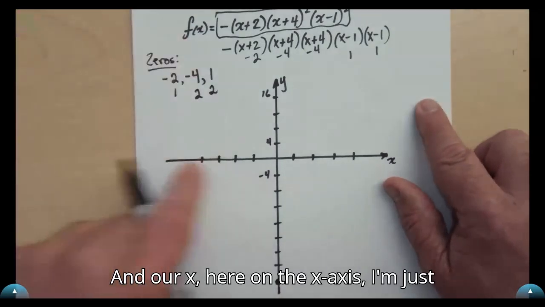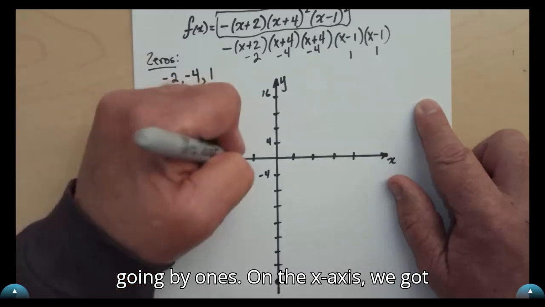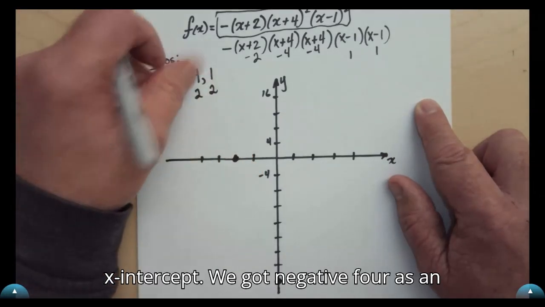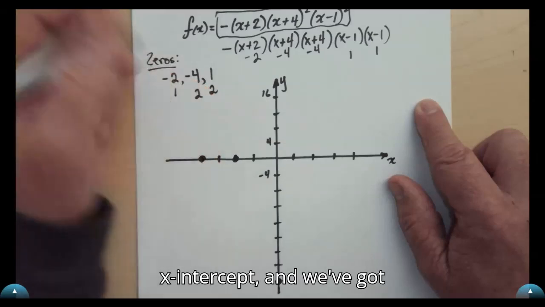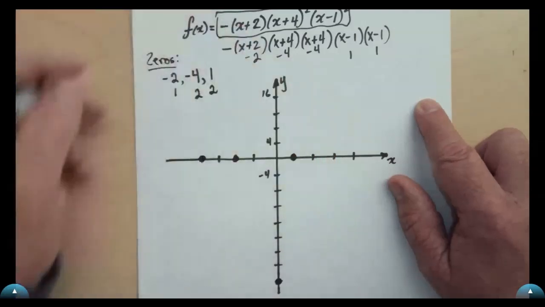And up here on the x-axis, I'm just going by 1s. On the x-axis, we got -2 as an x-intercept. We got -4 as an x-intercept. And we've got +1 as an x-intercept.